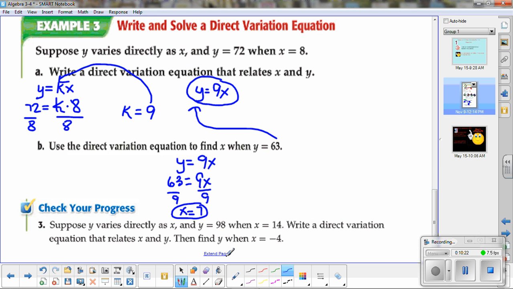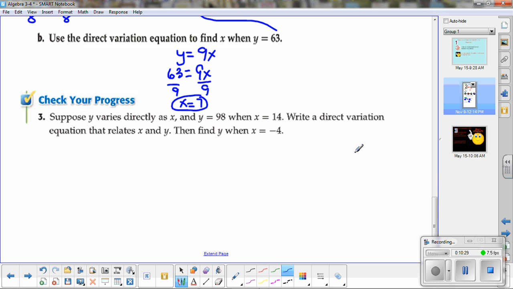You may want to pause the video and try the next one on your own. Suppose y varies directly as x and y equals 98 when x equals 14. Write a direct variation equation that relates x and y, then find y when x equals -4. Sounds really fancy and smart, but really what we just need to do is write down y equals kx because we said it varies directly. So it's a direct variation. Now we're going to plug in this and this for x and y to figure out what k is.